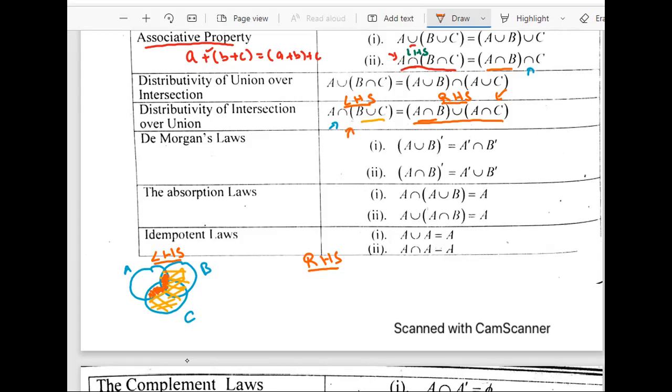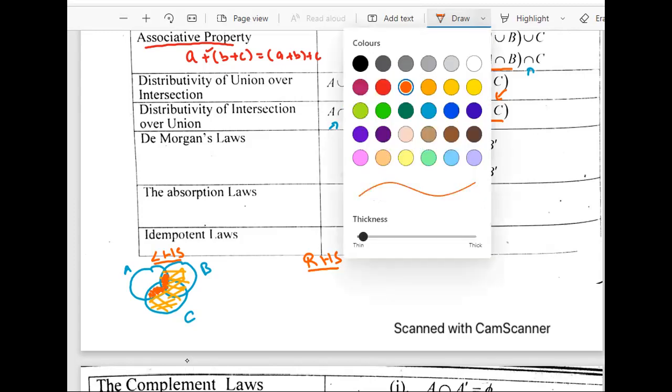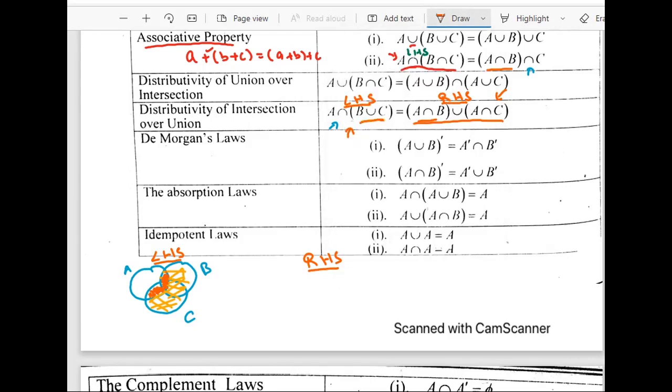Okay, I'll tell you why. Look. What is B union C? B union C is all the B and all the C, right? I'll state it again. It is all the B and all the C, right? All this orange region is B union C. And if I talk about its intersection with A, I will get this. Okay.